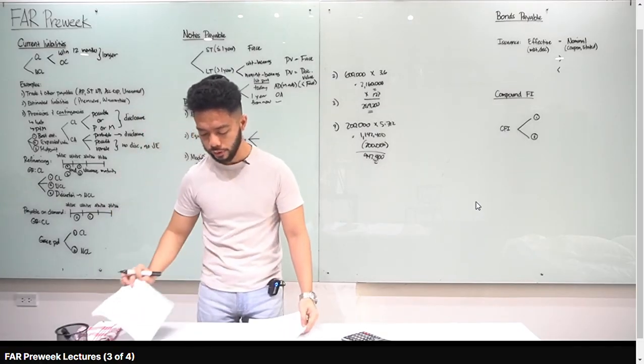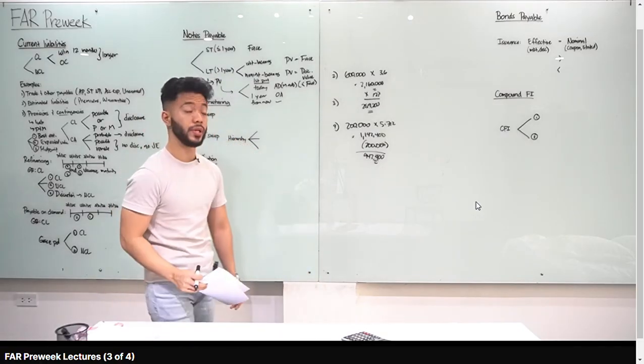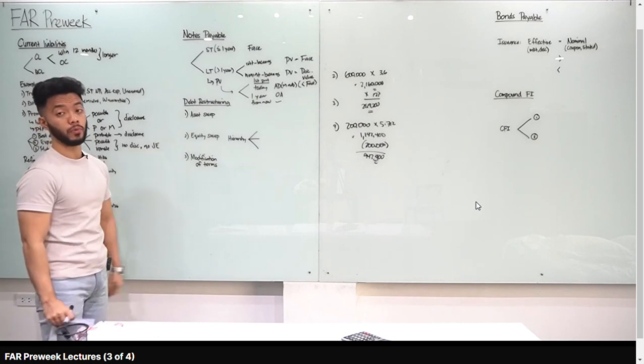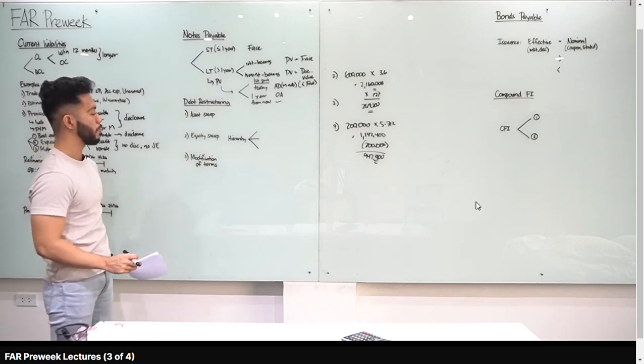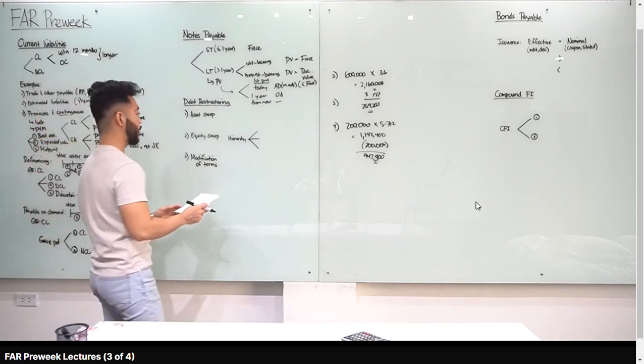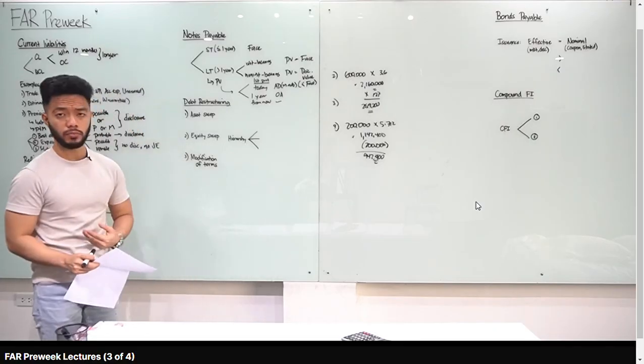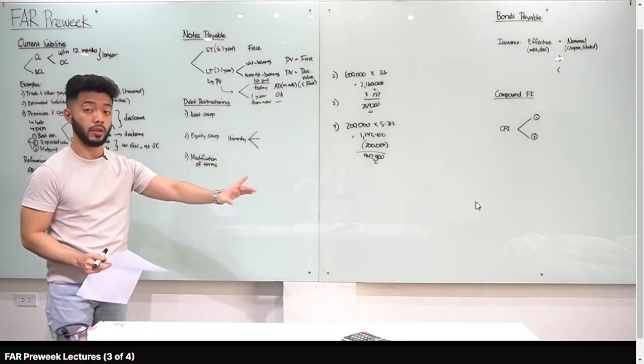Let's move on to debt restructuring. We have three types of debt restructuring: asset swap, also called dacion en pago, equity swap, and modification of terms. So, ano yung mga kailangan tandaan dyan? Kapag asset swap, nagbayad tayo ng liability by paying our non-cash assets.